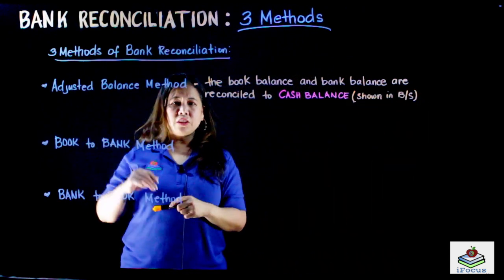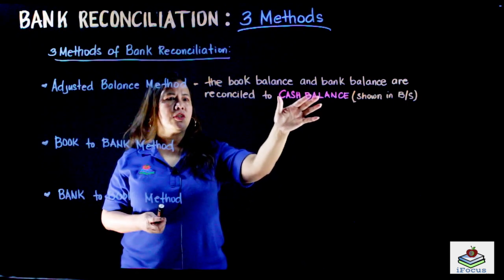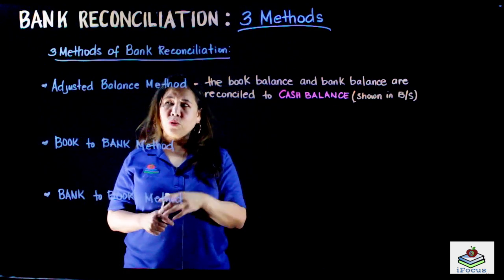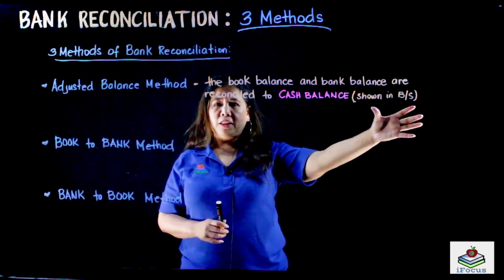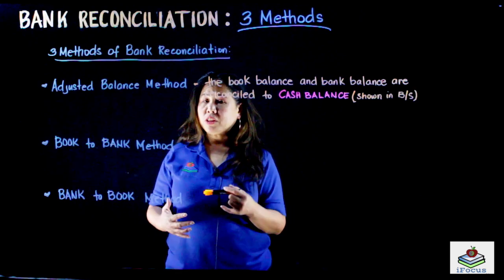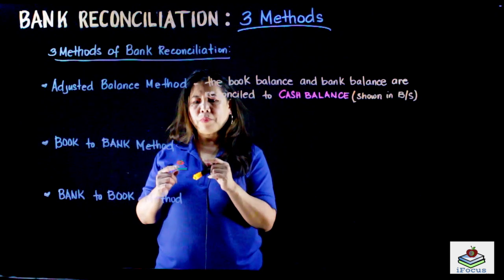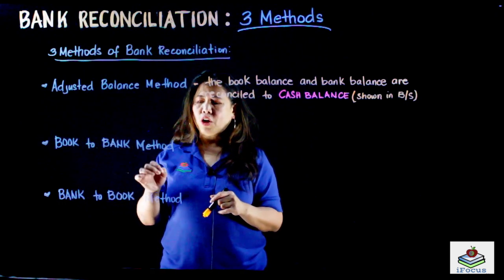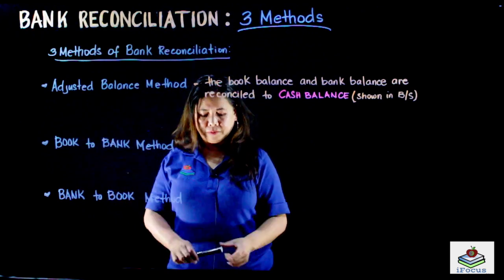Alright, so adjusted balance method is the book balance and the bank balance are reconciled to cash balance. So yung cash balance na makukuha natin sa method na ito, yan ang ipapakita natin sa balance sheet. Sa book to bank balance method naman, the book balance is reconciled with the bank balance. Therefore, the book balance is adjusted to equal the bank balance. So, itong method na ito, ang hinahanap natin is the bank balance.